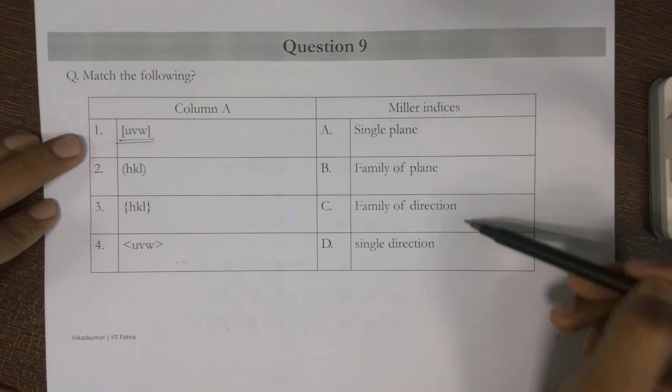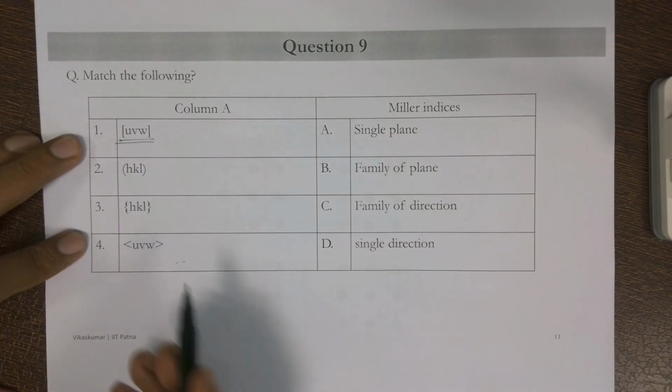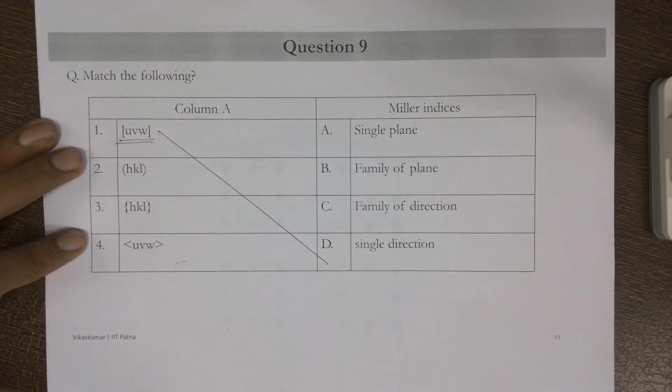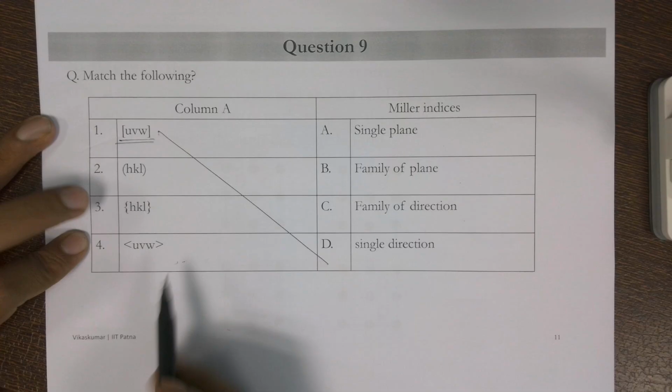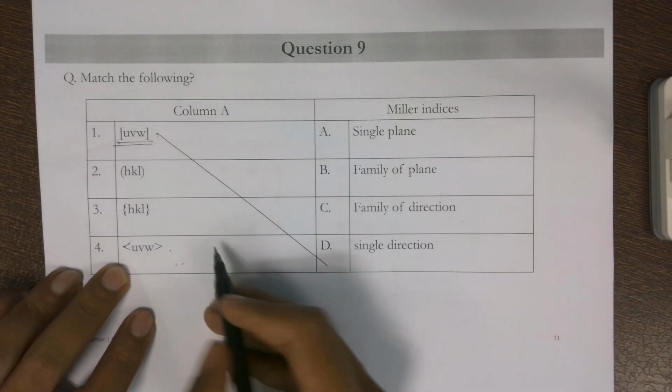A, B, C, or D. We know the square bracket [UVW] is going to match with a single direction. It represents a single direction. While this type of bracket is going to represent the family of directions.